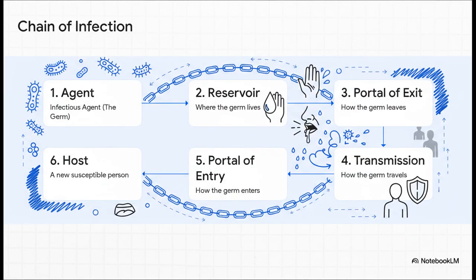So it turns out every single infection has to follow this exact six-step process. We call it the chain of infection. For a germ to actually make someone sick, all six of these links have to connect in order. But for our explainer today, we're going to zero in on one of the most important ones, that fourth link, the mode of transmission. This is the how. This is the actual journey the germ takes.